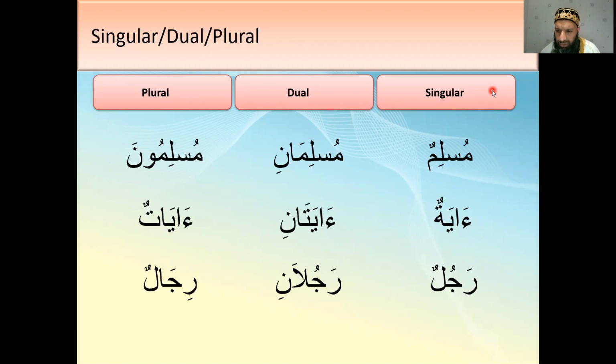Why are the duals in Majroor? That's what's coming. That's where your shock is coming. We're just going to come to that.